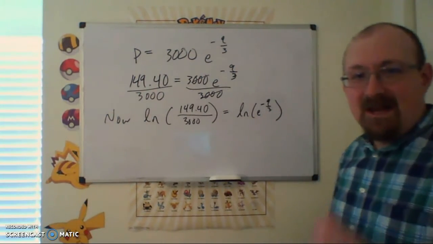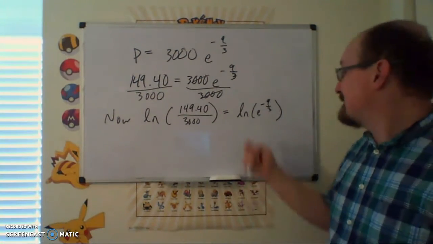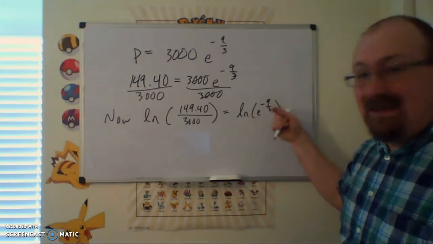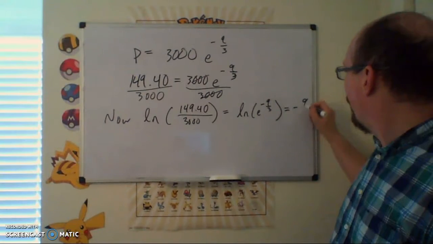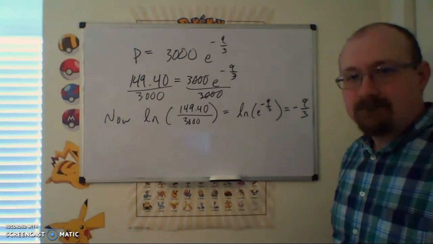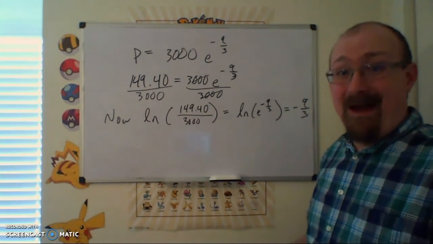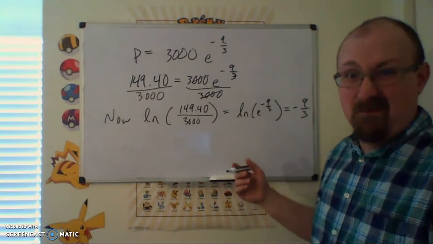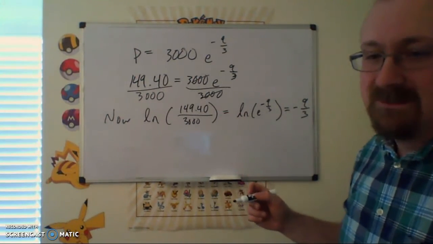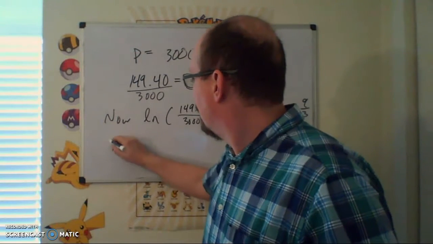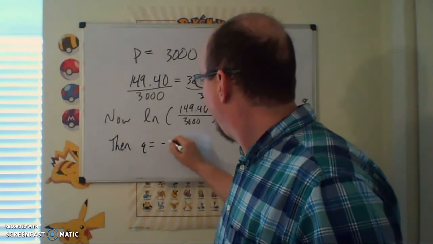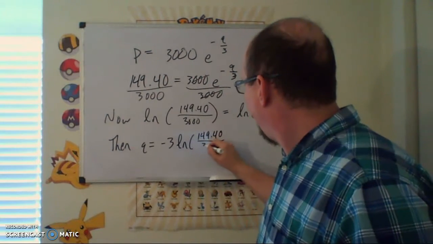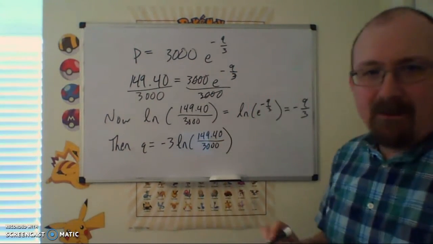So, take a natural log of both sides. Like we saw last time, natural logarithm is base e. Log base e of e to the something gives us back the something. And now we just need to get q by itself, algebra 1 style. Multiply over the 3, multiply over the negative. You can multiply by -3 to get the whole thing set up. So we got that guy right there.